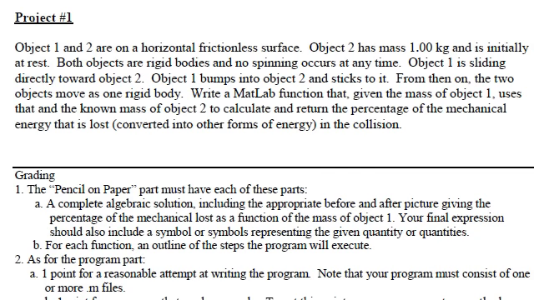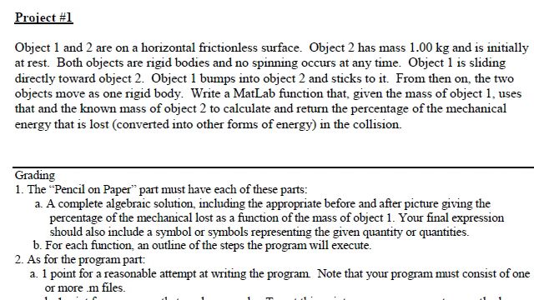This is project number 1, video number 1, the one in which I do the pencil on paper part of the solution to the project. We've got object number 1 sliding along a frictionless horizontal surface, bumps into object number 2 with a given mass of 1 kilogram, with object number 2 being initially at rest. They stick together and slide off as 1, and we're supposed to write a MATLAB function that calculates and returns the percentage of the mechanical energy converted into other forms given the mass of object 1.